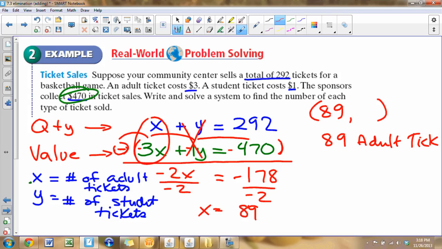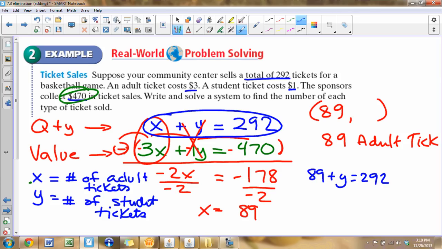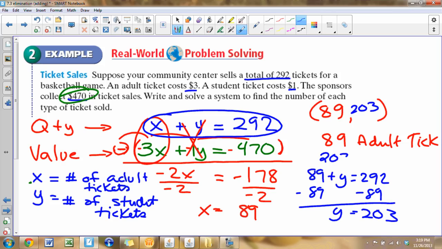Now I still need to know the student tickets, and I am definitely coming back to this equation, because that is a much easier equation, right? I know that X is 89 plus Y equals 292, so I can subtract 89 from both sides, and Y equals 292 minus 89 is 203, or 203 student tickets. Okay? And this would be my appropriate answer. Since it's a word problem, we want to have labels.